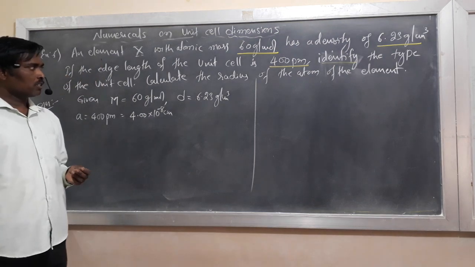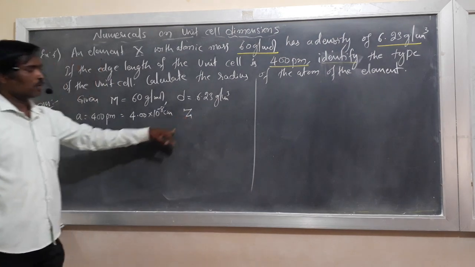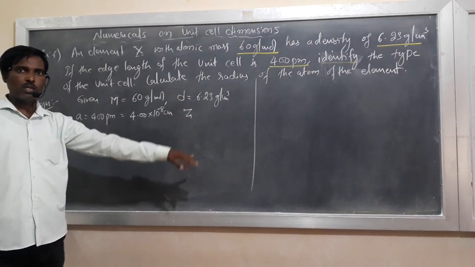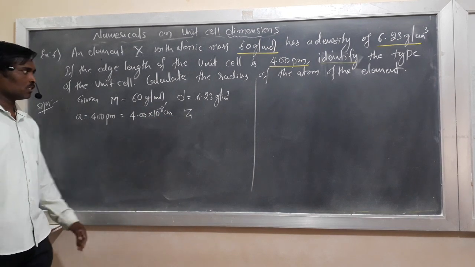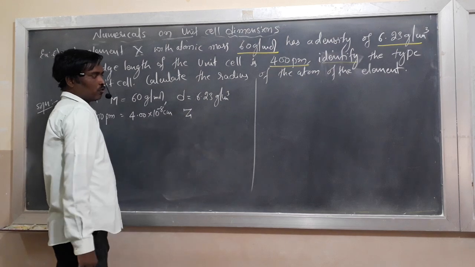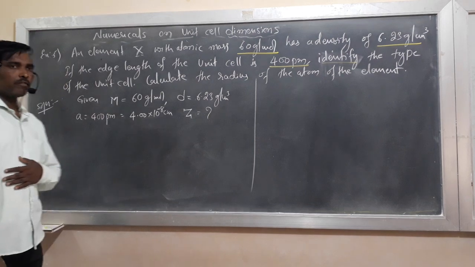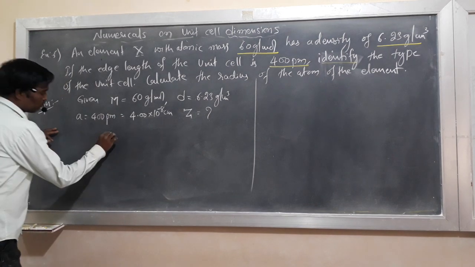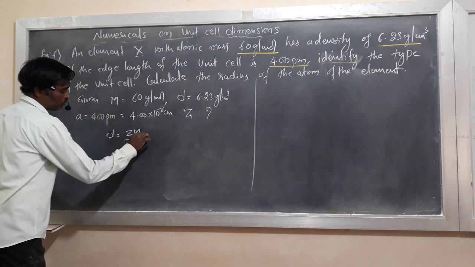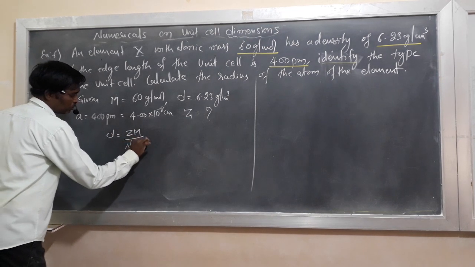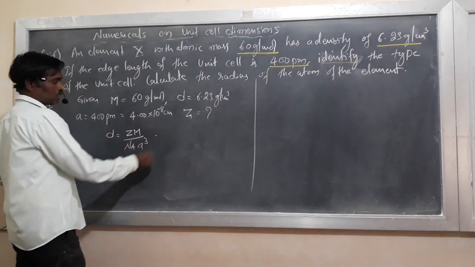We know the type of unit cell is defined by a symbol Z. If Z value is 1, then the unit cell is simple cubic. If Z value is 2, then it is BCC. If Z is equal to 4, then it is an FCC unit cell. So therefore, calculate the Z value. Now write the formula: d equals Z into M divided by NA into a cube. Here Z is unknown. Let me rearrange these terms.